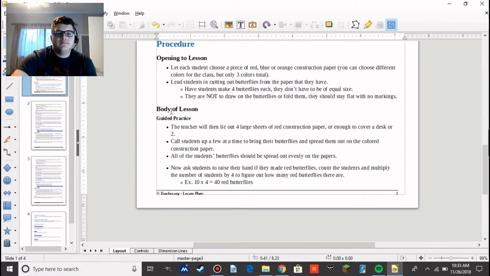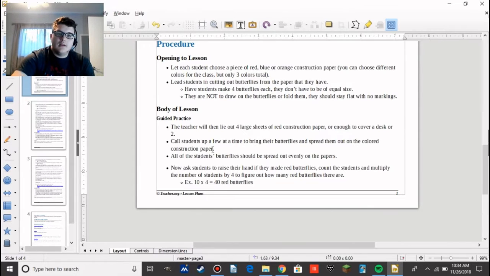Body of lesson. Guided practice. The teacher will line up 4 large sheets of red construction paper, or enough to cover a desk or 2. Call students up a few at a time to bring their butterflies and spread them out on the colored construction paper.